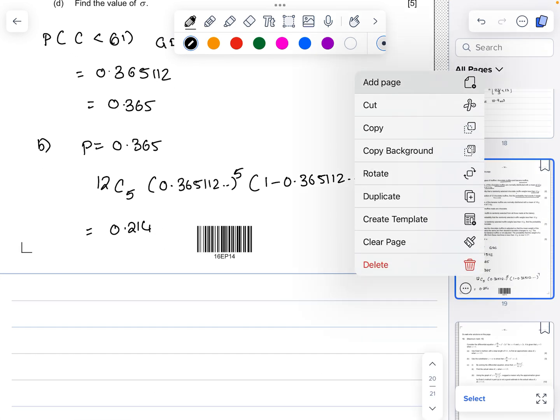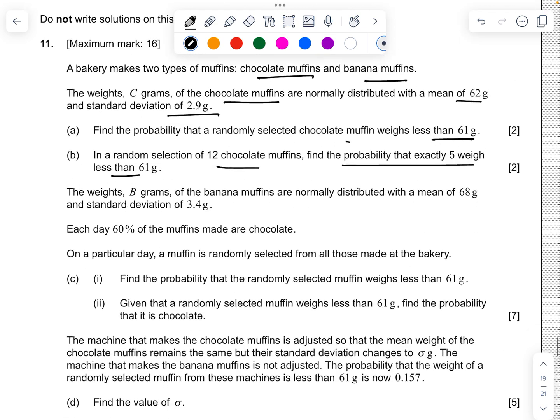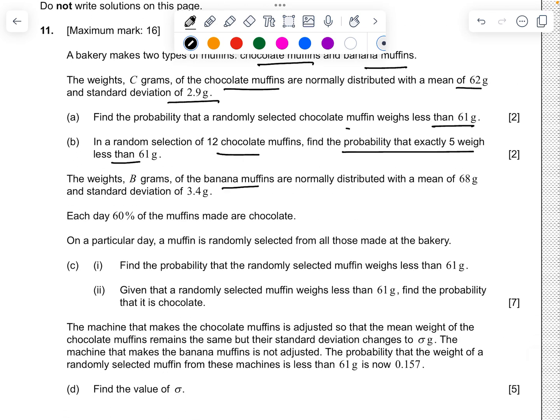Now coming to the next part of the question. The weight B grams of a banana muffin is normally distributed with mean 68 grams and standard deviation 3.4. Each day 60% of the muffins made are chocolate. So the remaining 40% will be banana. On a particular day, a muffin is randomly selected from all those made at the bakery. Find the probability that the randomly selected muffin weighs less than 61 grams. So it should be either a banana muffin less than 61 grams or a chocolate muffin less than 61 grams.